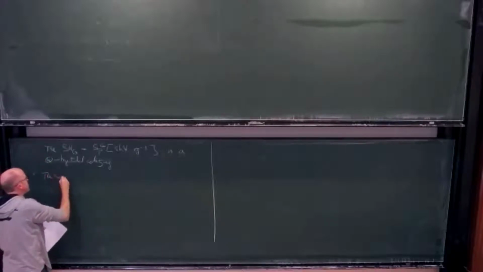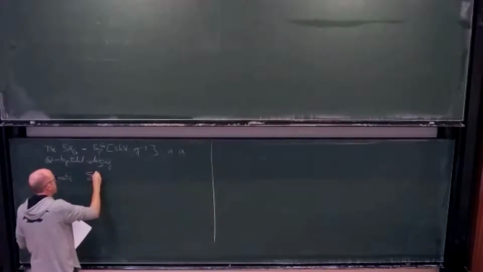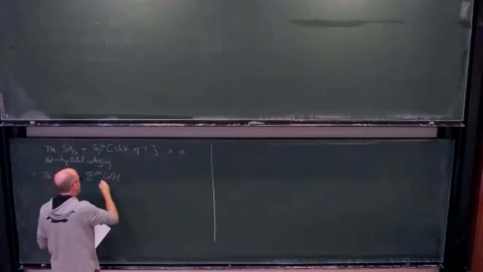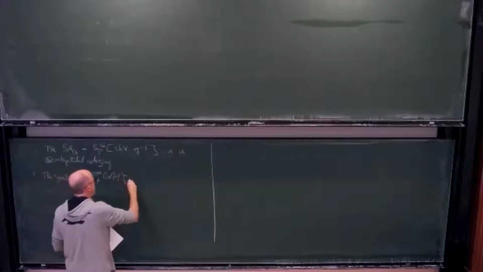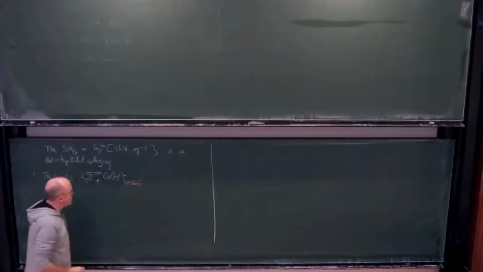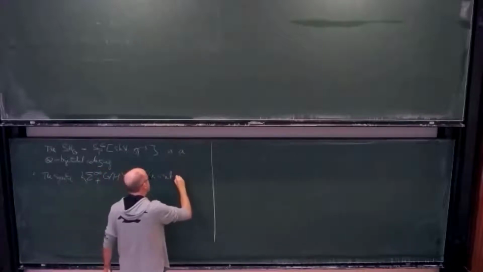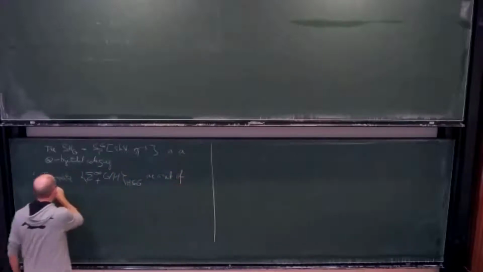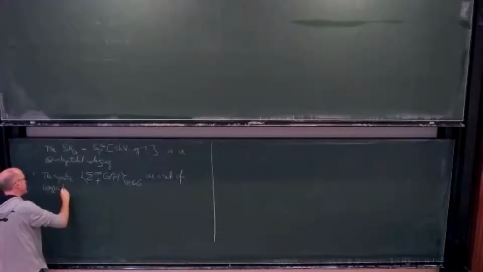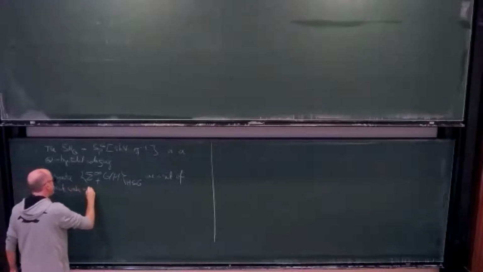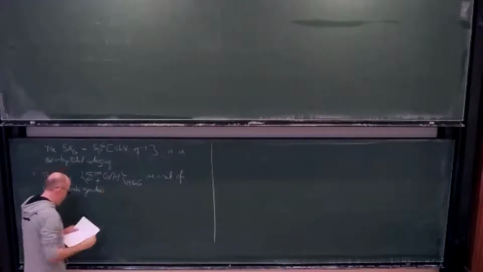Then I explained that the suspension spectra of all the orbits, G/H plus, for H running over all subgroups of G, or one in each conjugacy class would be enough, are a set of compact weak generators. In particular, the category is compactly generated.